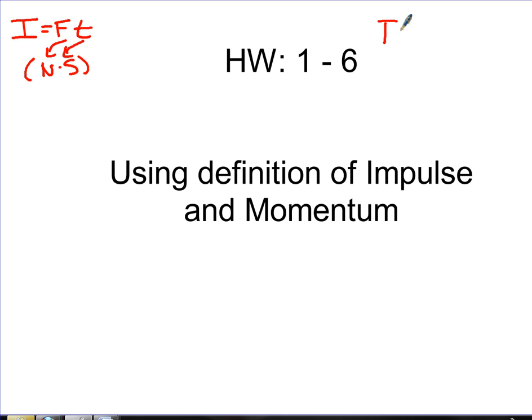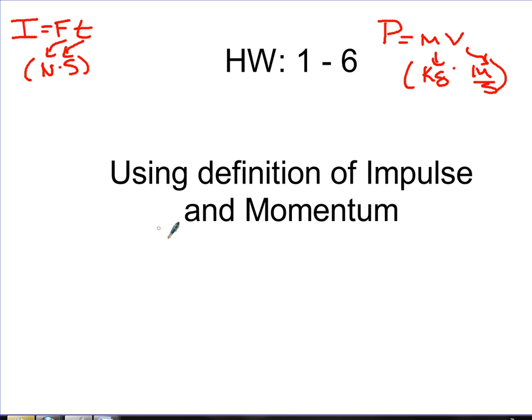The newtons come from the force, the seconds come from the time. Now momentum, we use the symbol P. I know it's a little strange, but momentum is P, and that equals the mass of an object times its velocity. The units we're going to use for momentum are kilograms from the mass times meters per second from the velocity.